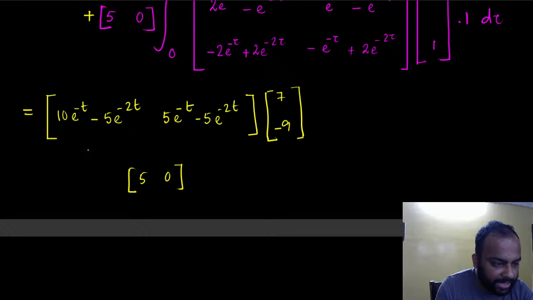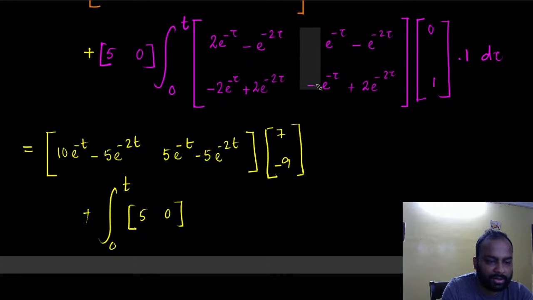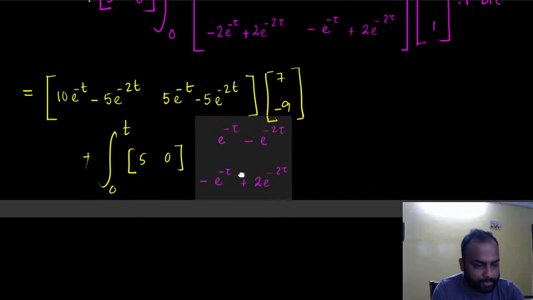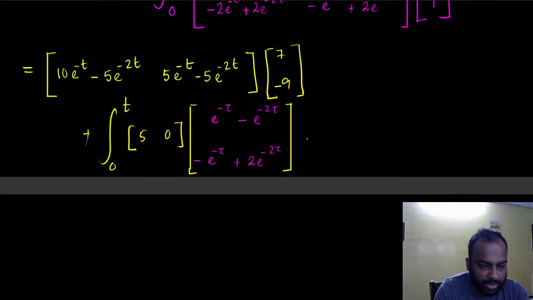Now this will go inside the integration, because that's a constant. I can do this multiplication here. So this times 0 and this times 1, and this times 0 and this times 1. After the multiplication, the result is just this vector. These are just two rows of the same thing. So we have done this multiplication and we have d tau here.